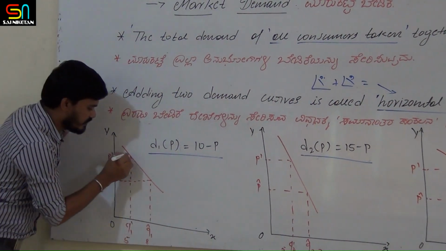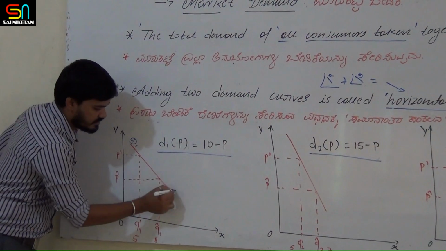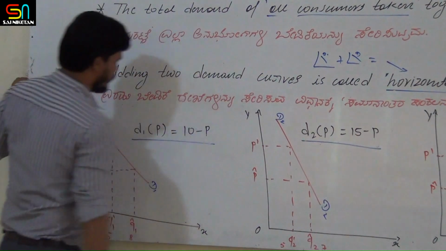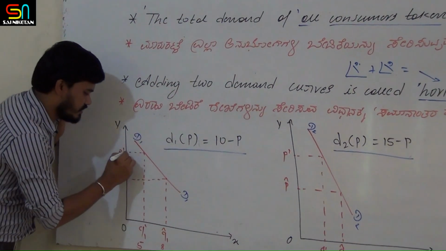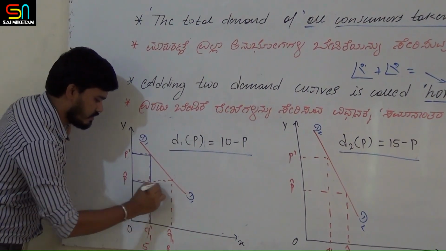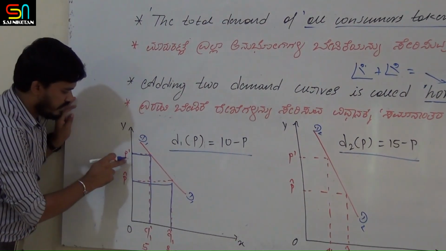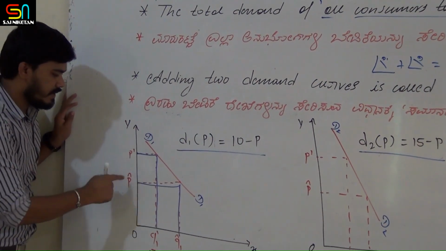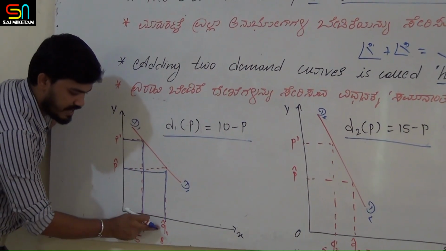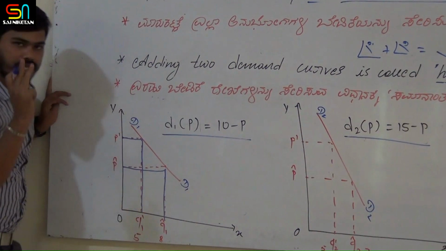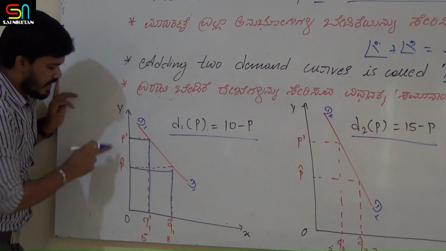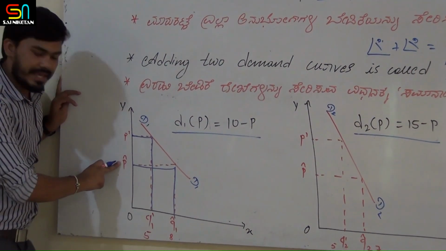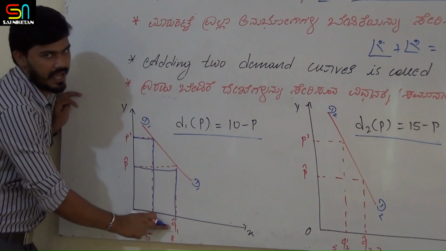So here, this is demand 1, and this is demand 2. There are two concepts here: P1 dash and P cap, Q1 dash as well as Q1 cap. Two terms we have here. According to P1 dash we will get the quantity Q1 dash, and P cap will give the Q1 cap.